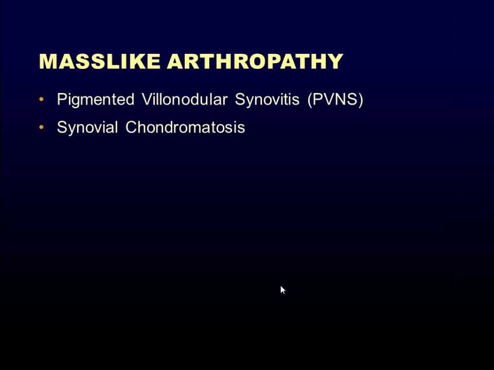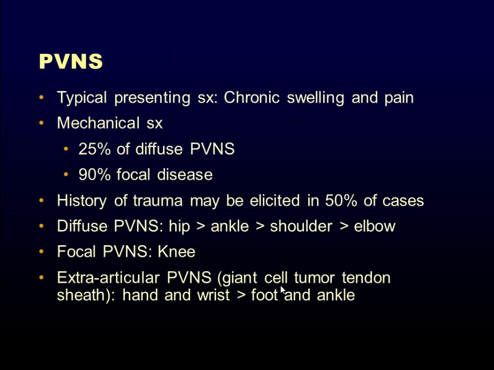The other things that may present as a mass-like arthropathy is pigmented villonodular synovitis and synovial chondromatosis, both of which usually are seen in only one joint. So PVNS may present with chronic swelling and pain. In the knee is one of the locations that it may present as a focal mass that looks something like the pseudogout that we were just looking at, the tophaceous pseudogout, as an isolated mass within the knee. Most of the joints, when they're involved, it will have diffuse involvement.